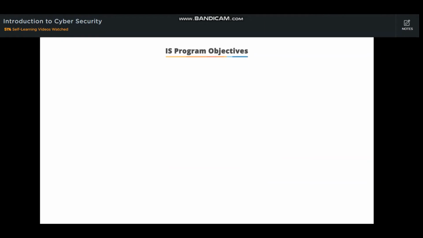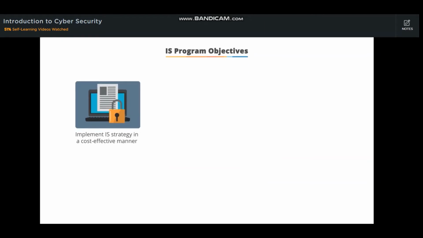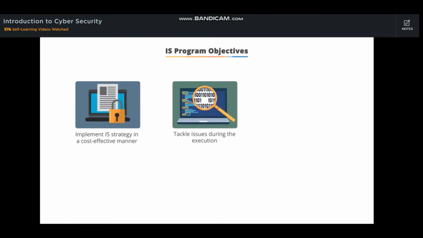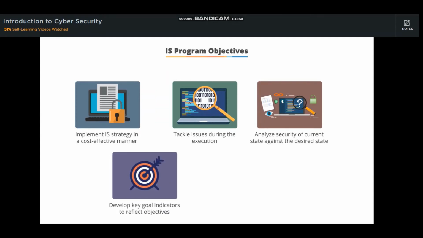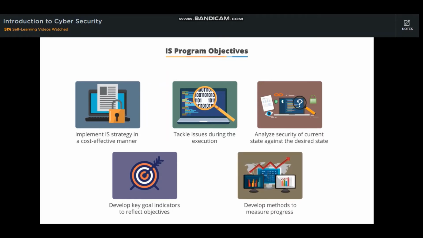Information security objectives. Implement information security strategy in the most cost-effective manner. It's there to tackle issues during the execution of the information security program. The objectives are to analyze the current state of security against the desired state of security, develop key goal indicators, KGIs, to reflect objectives, and finally, to develop methods to measure the information security program's progress toward meeting the information security objectives.